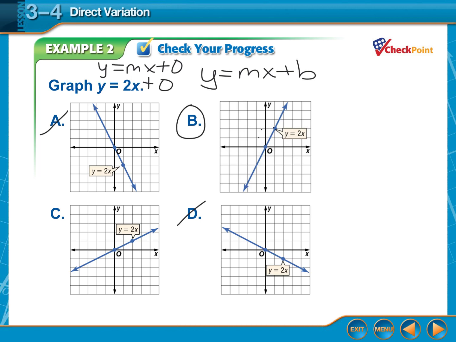Yeah. On C, they did the 2 as the rise. Okay? So they did the 2 as the run, but they needed the rise. Okay?